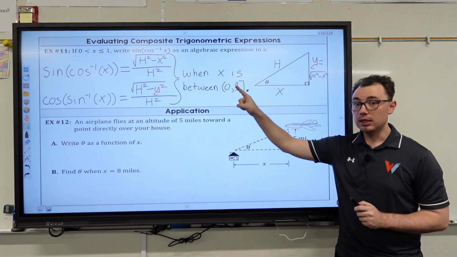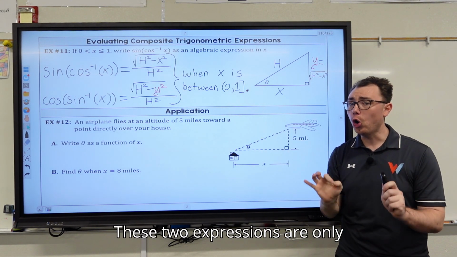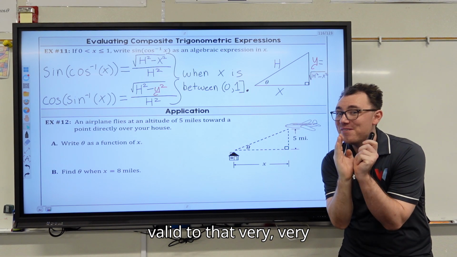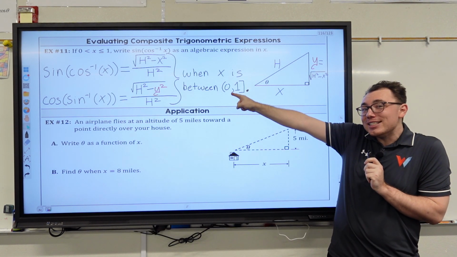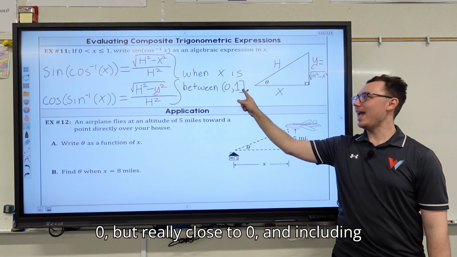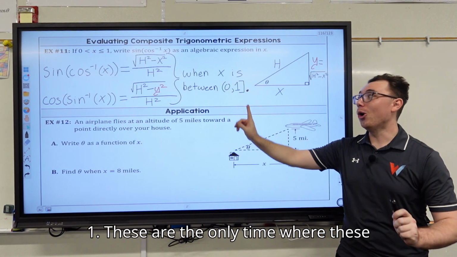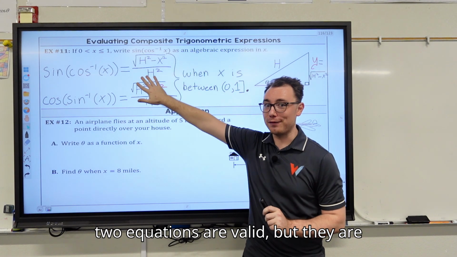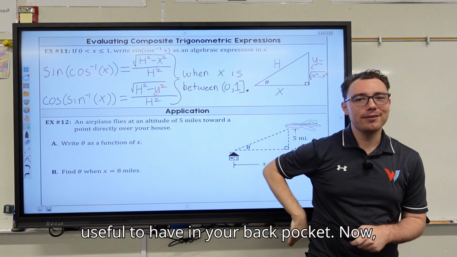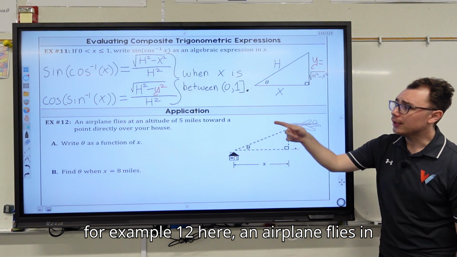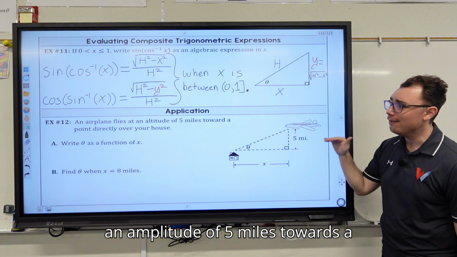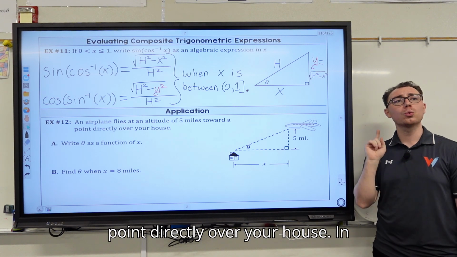Now remember, these two expressions are only valid for that very slim domain between not including 0, but really close to 0, and including 1. These are the only times where these two equations are valid, but they are useful to have in your back pocket. Now, for example 12 here, an airplane flies at an altitude of 5 miles towards a point directly over your house.